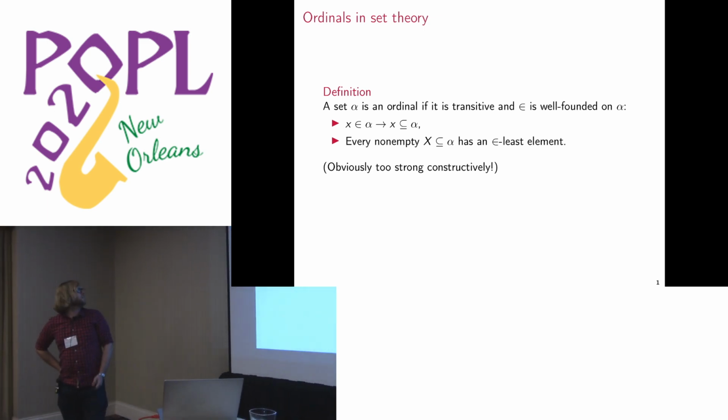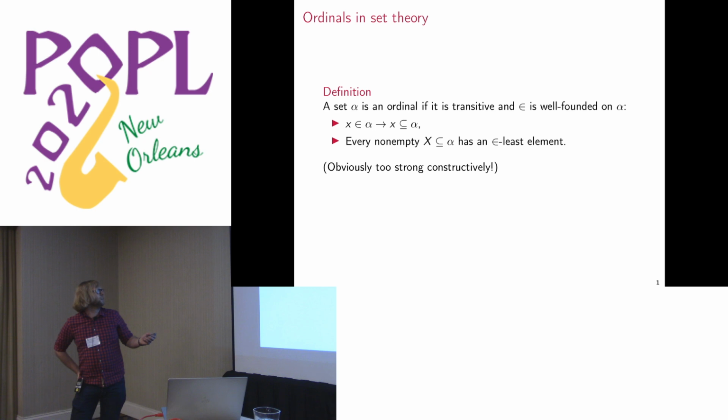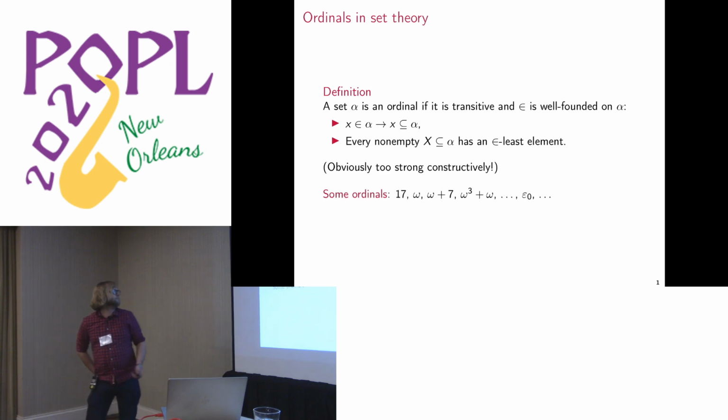So classically, this is one of the many definitions of what an ordinal is. It's a transitive set such that every non-empty subset has a least element according to the membership relation. And obviously, this is not a good constructive definition, because you can't even prove that 2 is an ordinal with this definition. But if we ignore that and take our constructive hat off for the time being, with the goal of this work to put it back on in some sense, then we can think of some ordinals.